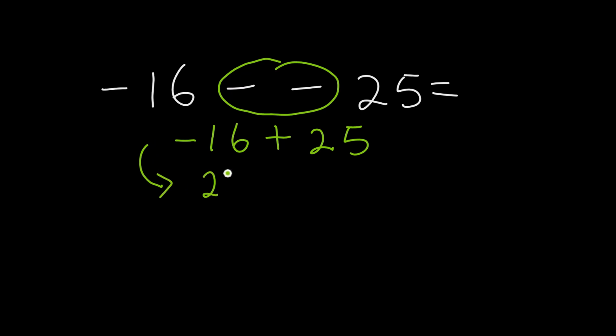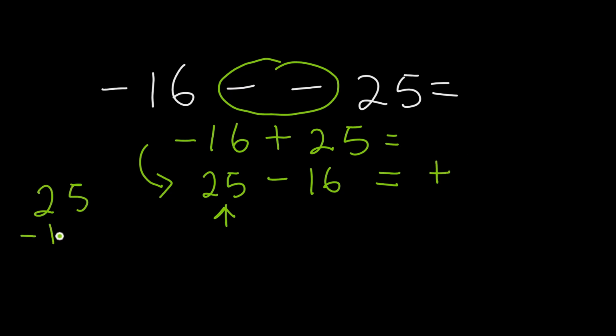By the way, this example here is the same as 25 minus 16. It's called the commutative property of addition. And now, we take the sign in front of the bigger number. Sometimes that sign can be negative or positive. In this case, the sign is positive. And now let's subtract the small number from the big number. We borrow from 2 because we cannot subtract 6 from 5. 15 minus 6 is 9.